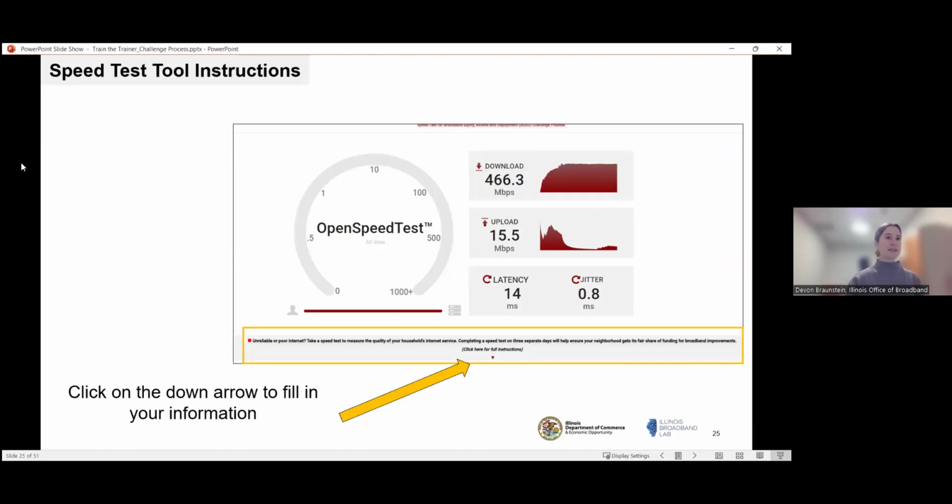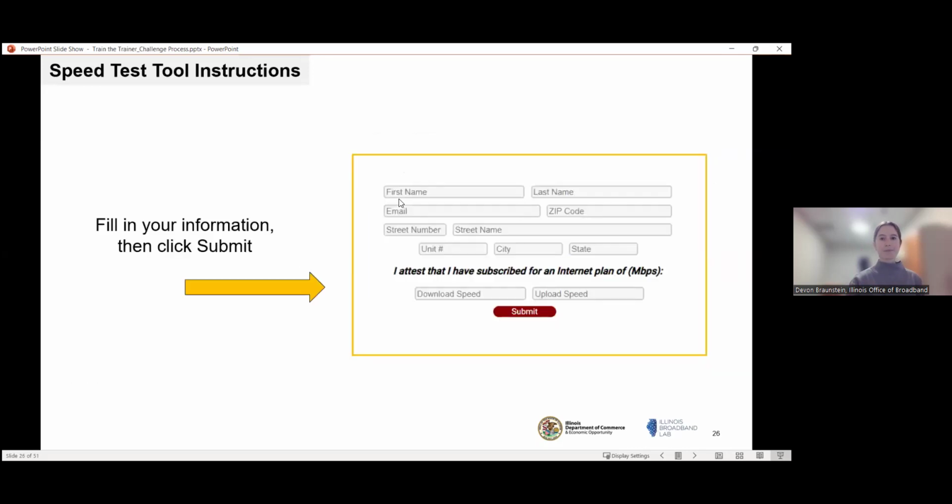So if you want to submit your speed test results, you can click on this little down arrow on the actual website. It'll say click here for instructions and to submit your information. And then you'll see this opportunity to fill in your name, your email, and your address. And remember, I said write down your current speeds, write down your current subscription. This is where you want to put that in. So pretty straightforward here. Your address is going to be really important. And if you're in an apartment building with 2 units or more, just make sure that you indicate your unit number.